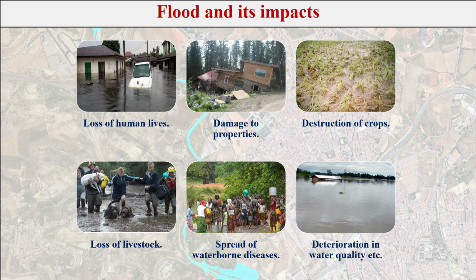And here you can see scarcity of potable water due to the flood, because when the flood occurs, the potable water is mixed with flood water and there is scarcity of potable water, due to which waterborne diseases may spread. And last one is the deterioration in water quality. These are the major impacts of flood.